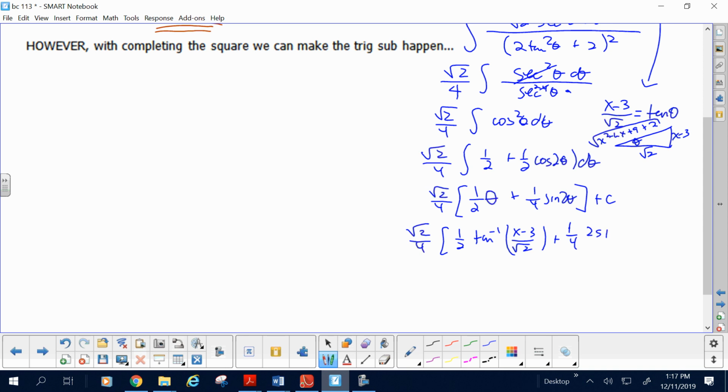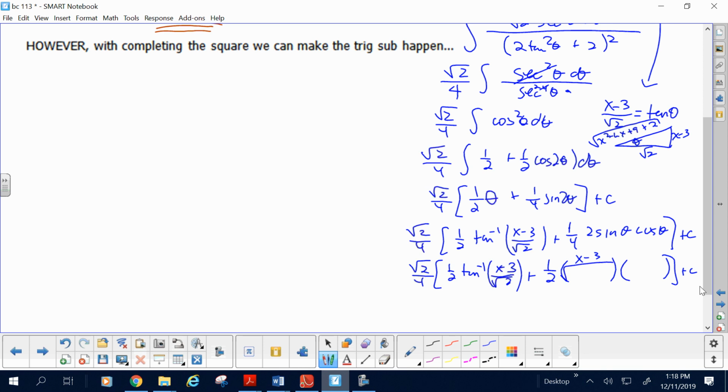2 sine theta cosine theta. You use an identity to get sine cosine thetas. And then I can see the finish line. I power through with a sine theta of x minus 3 over the square root of x squared minus 6x plus 11, and a hypotenuse or a cosine of 2 over x squared minus 6x plus 11.